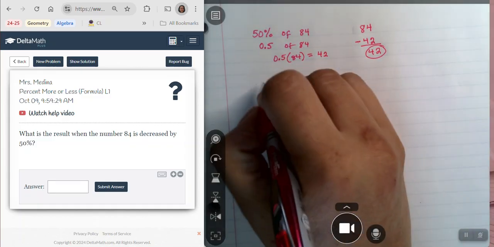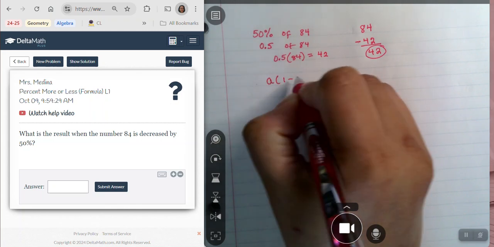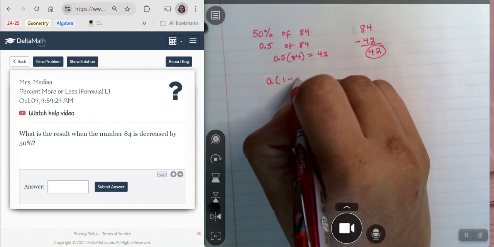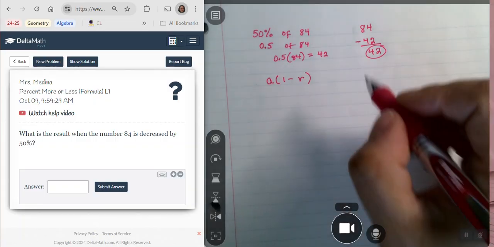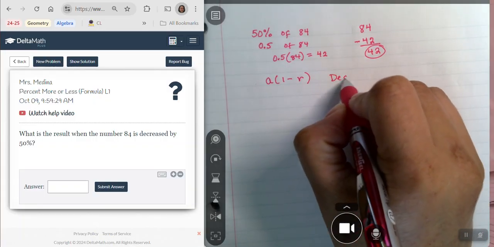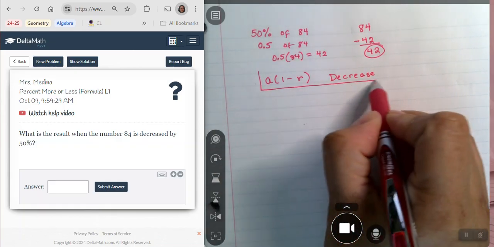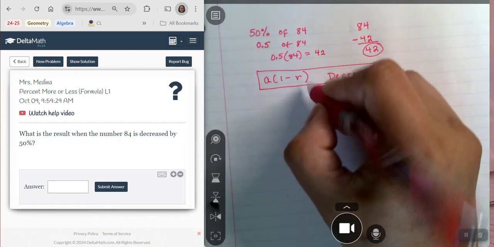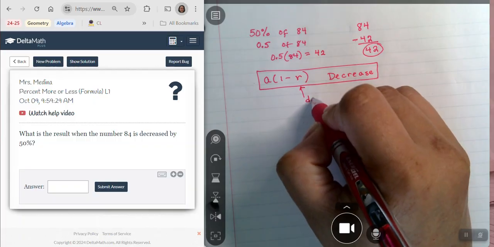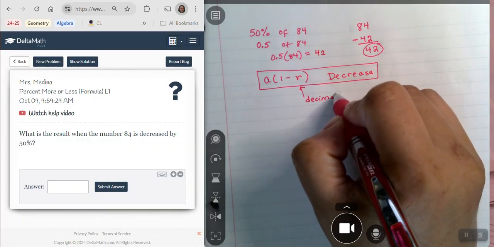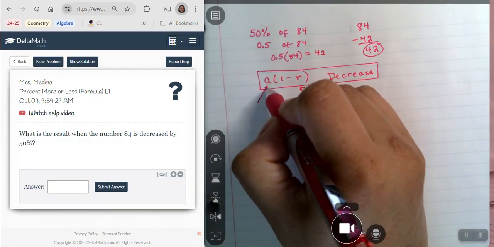For decreasing, it's going to be A, 1 minus R. Decimal. The value.